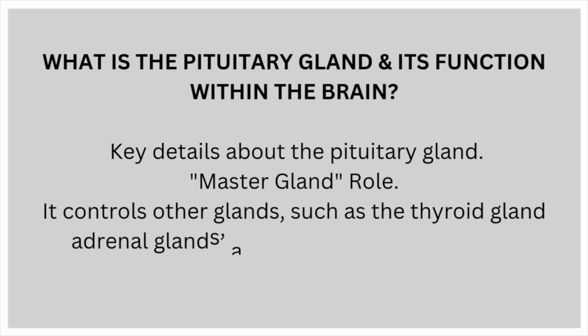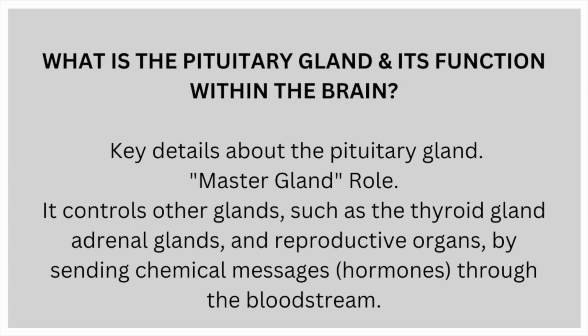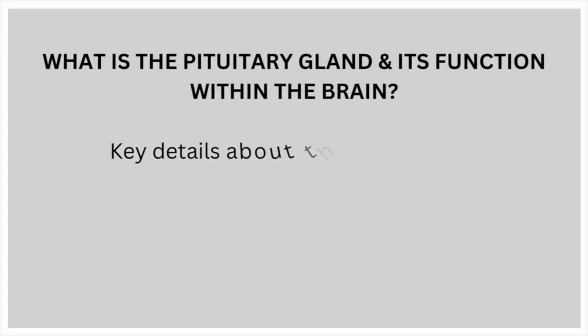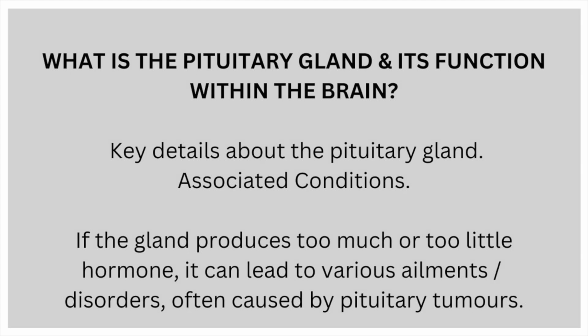The master gland role. It controls other glands, such as the thyroid gland, adrenal glands, and the reproductive organs, by sending chemical messages, these being hormones, through the bloodstream. Associated conditions. If the gland produces too much or too little hormone, it can lead to various ailments, often caused by pituitary tumours.